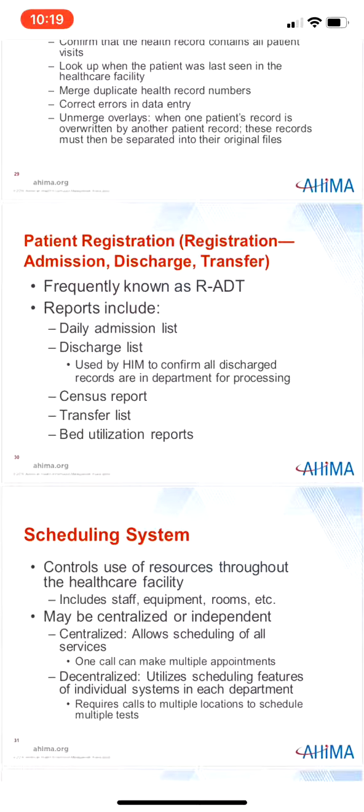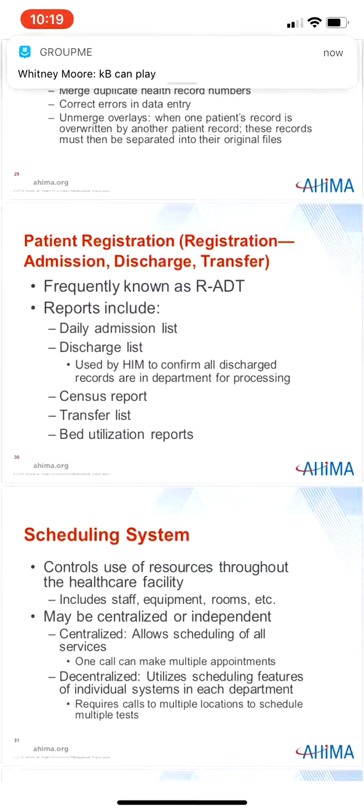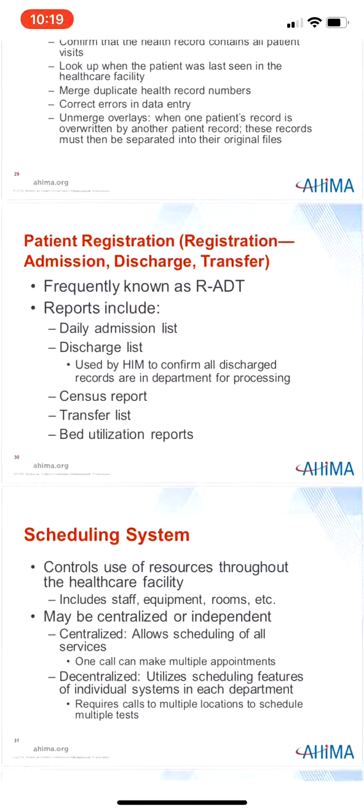Although the HIM department generally does not register patients, the HIM department utilizes the reports that come from the RADT. For example, the discharge list is often used to confirm that all discharged health records arrived in the HIM department after discharge.